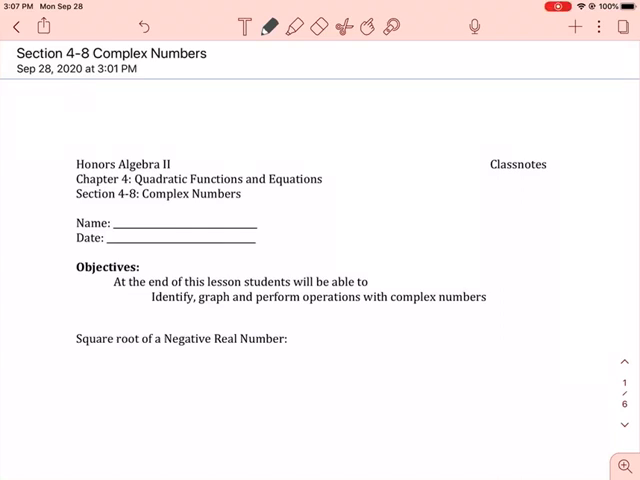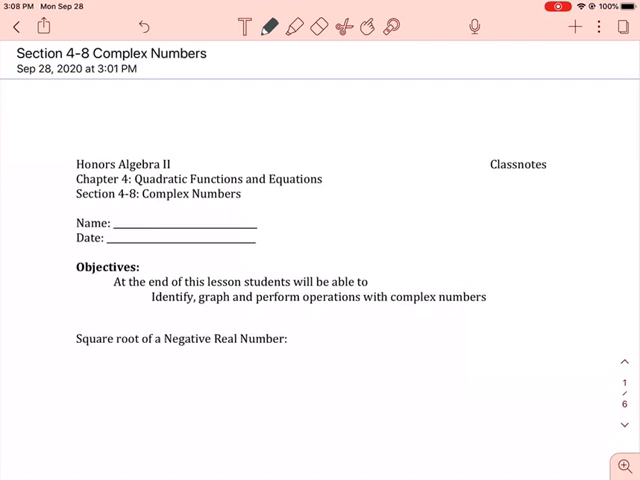Hi everyone. So today we're going to work on what are called complex numbers. And this is going to be brand new for us because we've never talked about complex numbers before. You think you know every single number that exists, but we don't up until this point. So what we're going to do today is identify what a complex number is, graph it, and then perform some operations on it.